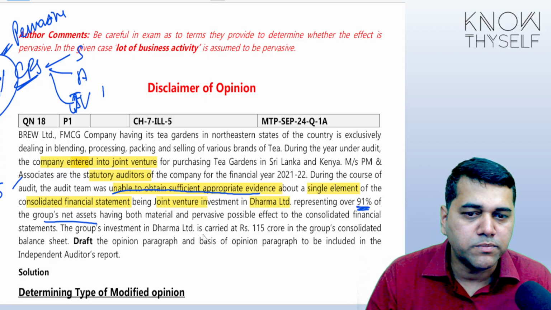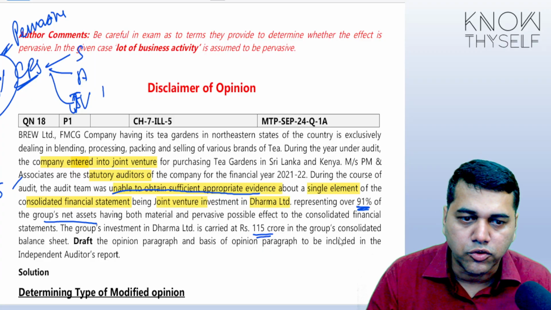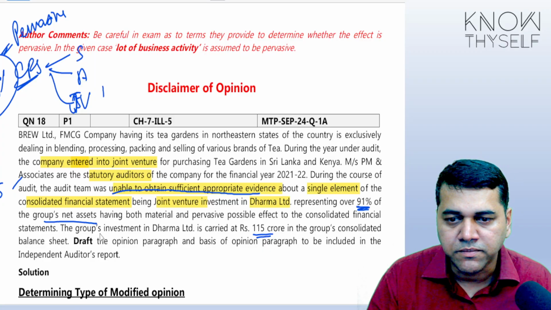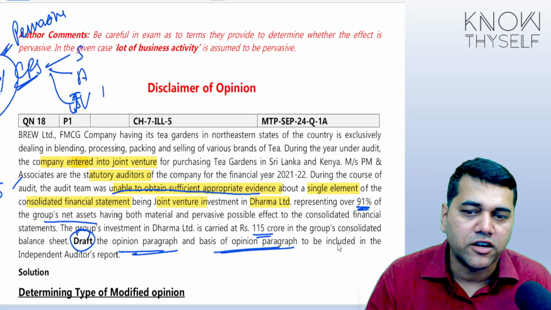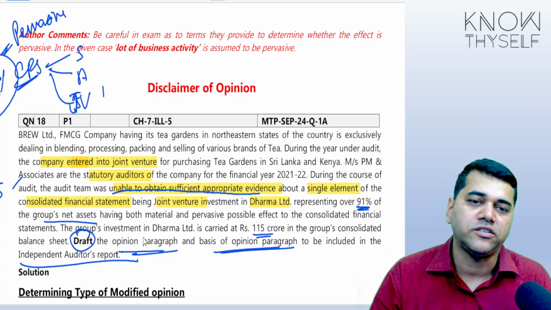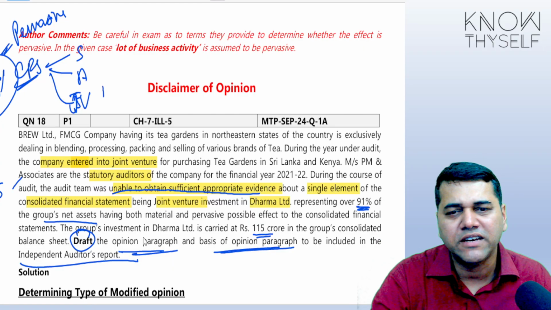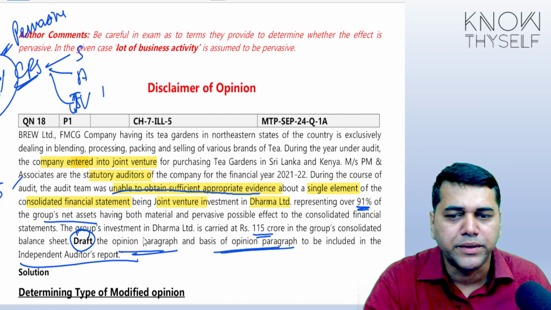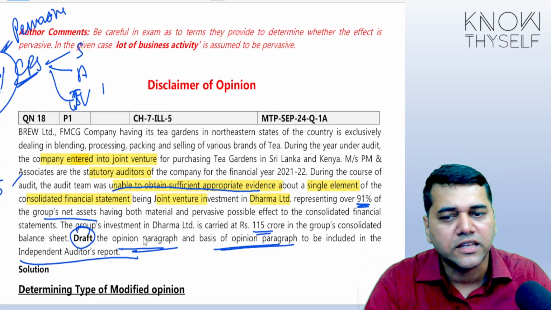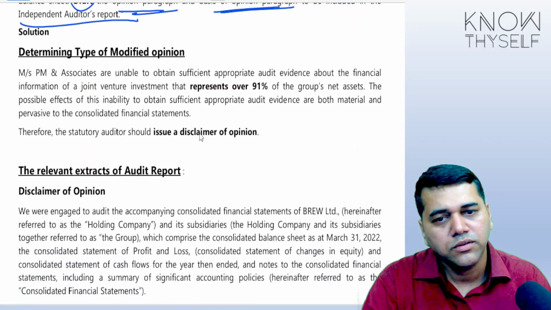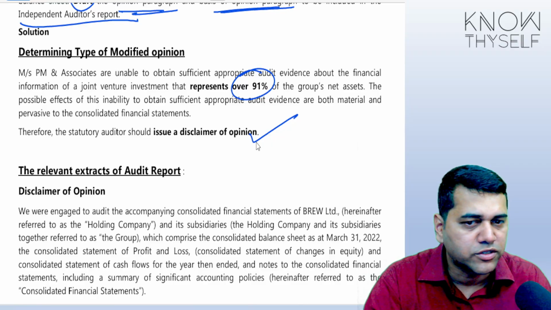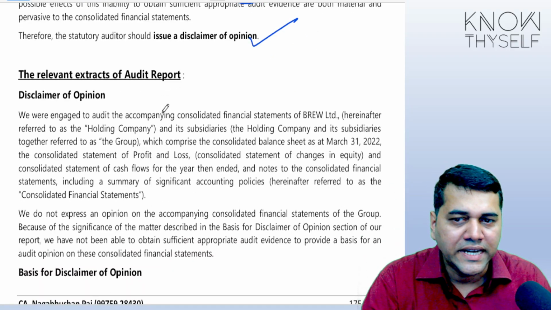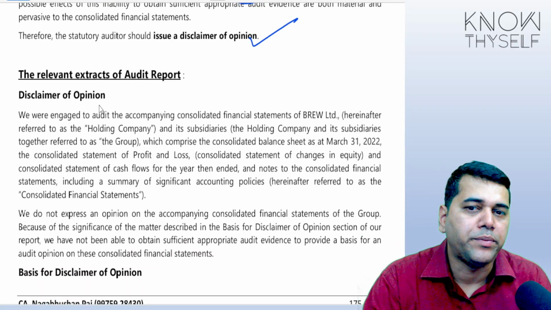The group's investment in Dharma is 115 crore in the group's consolidated balance sheet. Draft the opinion paragraph and basis paragraph to be included in the independent auditor's report. Here you have to straight away write. They are not asking you which type of opinion; they are straight away asking you to draft. Since it is accounting for 90%, you are going to issue a disclaimer of opinion. So your heading will be Disclaimer of Opinion.